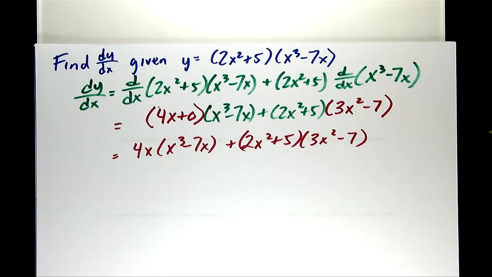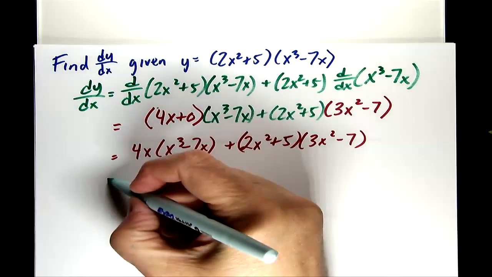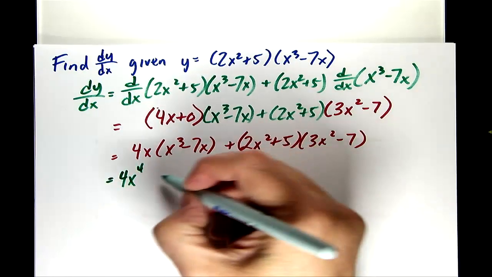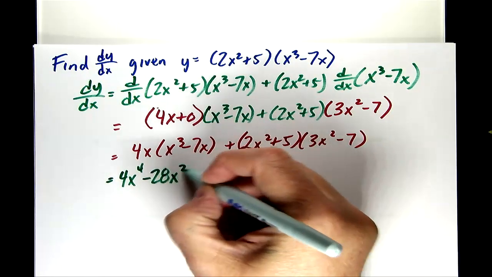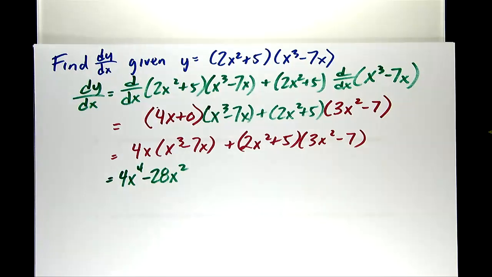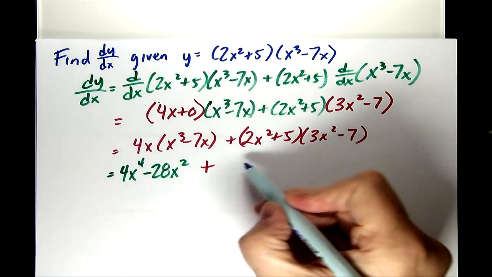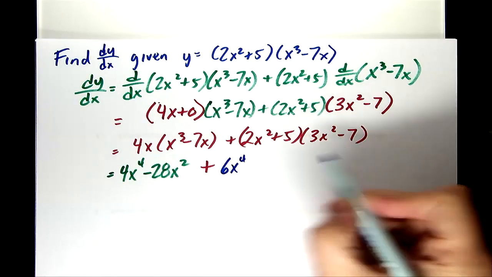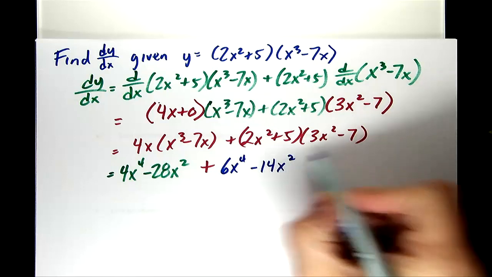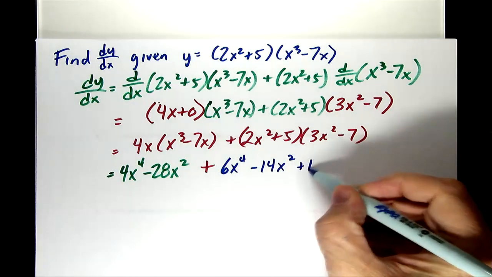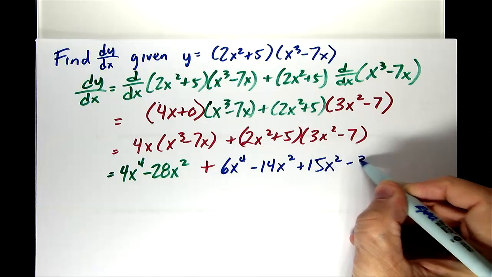Just to work with this a little bit more, if we distribute the 4x, we have 4x to the fourth power minus 28x squared. And then I got that plus sign between them. And I'm going to multiply this stuff out too. I've got 6x to the fourth power minus 14x squared plus 15x squared minus 35.